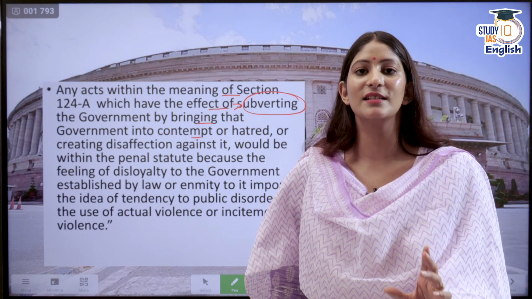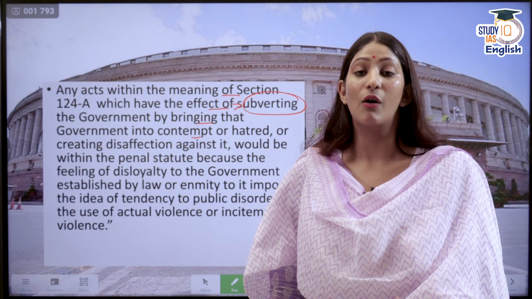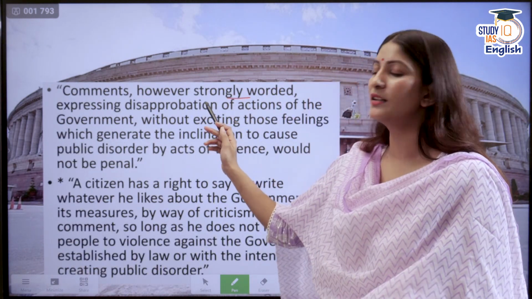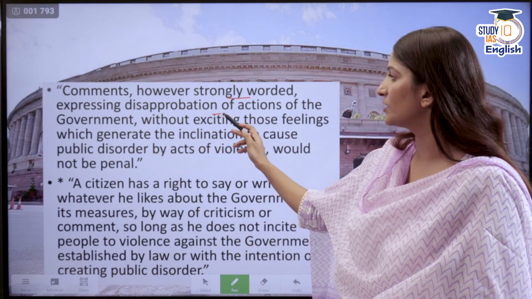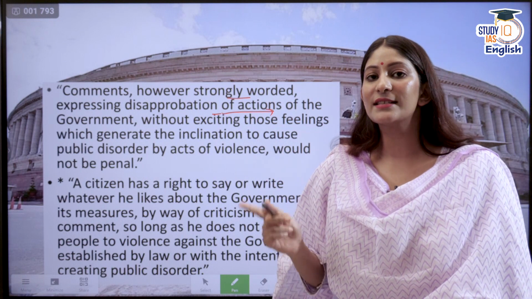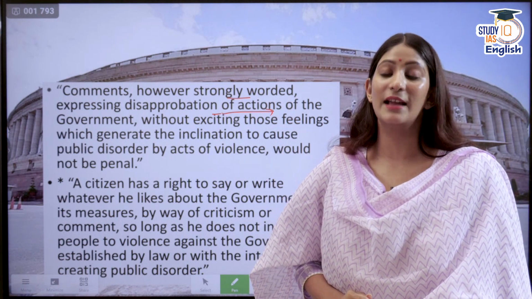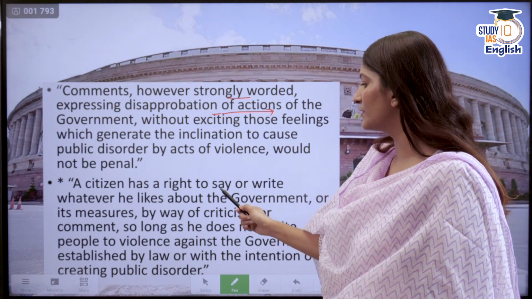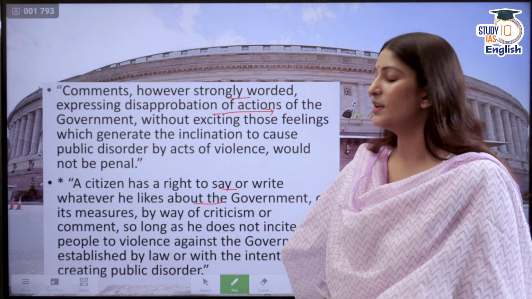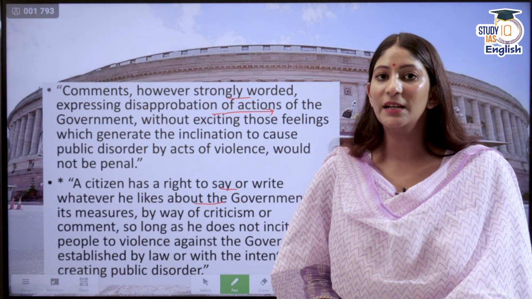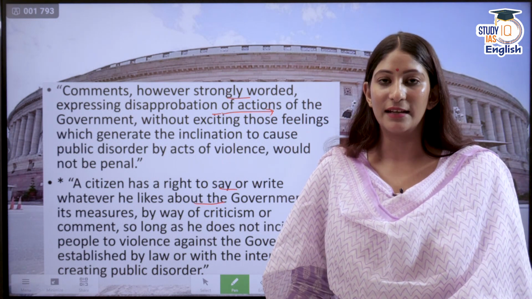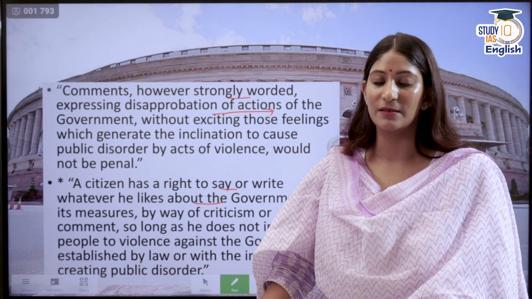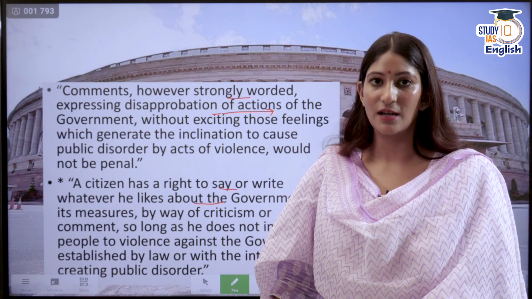If a person is criticizing constructively the government's policies or the government's moves, then that is not seditious. Comments, however strongly worded, if they are expressing disapprobation of actions of the government without exciting any sort of violence against the government, that is not sedition. All citizens have the right to say or write whatever they like about the government, until and unless it is accompanied by violence, it's not seditious. Accompanied by violence means the person telling others to revolutionize the system through armed conflict, armed rebellion.